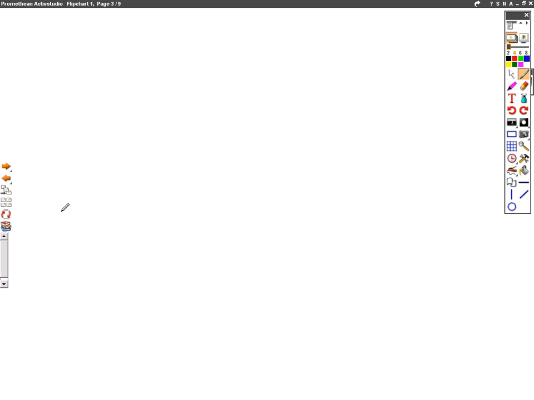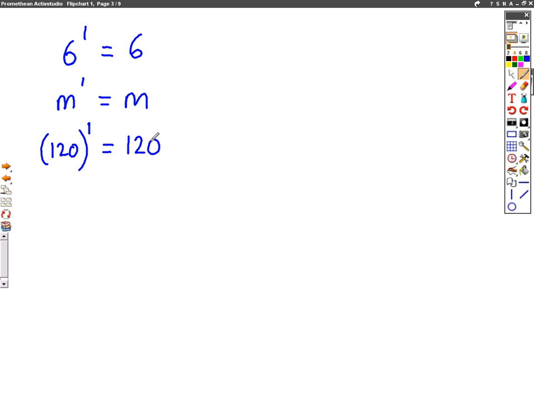The second one we need to know is when it's to the power of 1. So, for example, 6 to the power of 1. Well, anything to the power of 1 stays the same. So 6 to the power of 1 is just 6. M to the power of 1 is just M. 120 to the power of 1 is just 120. So anything to the power of 1 just stays as it is.